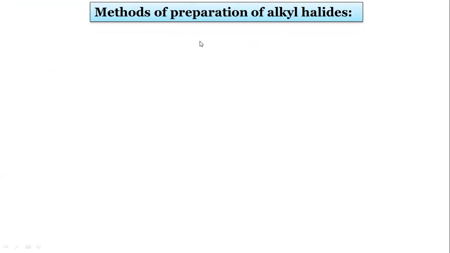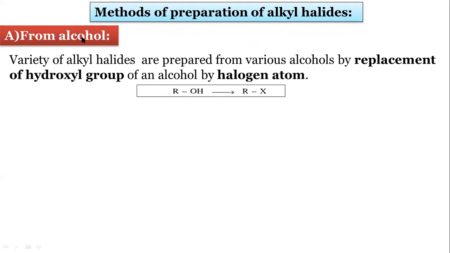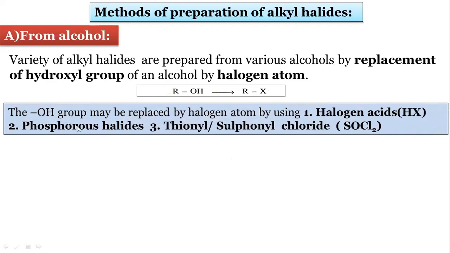Next point is methods of preparation of alkyl halides. Means RX we have to prepare, that is alkyl halide from alcohols. The functional group of alcohol is ROH. A variety of alkyl halides are prepared from the various alcohols by the replacement of hydroxyl. This OH is replaced with this X group, so alcohols are converted into alkyl halides. The OH group may be replaced by the halogen atom by using these.